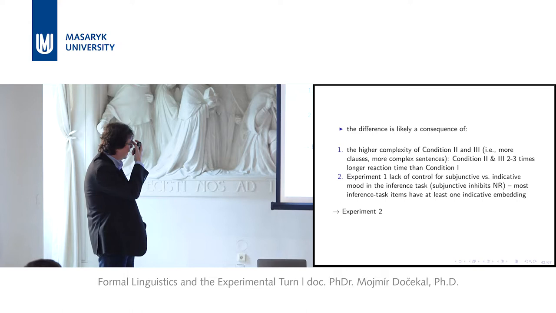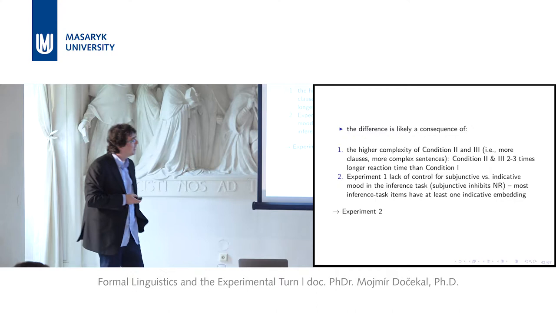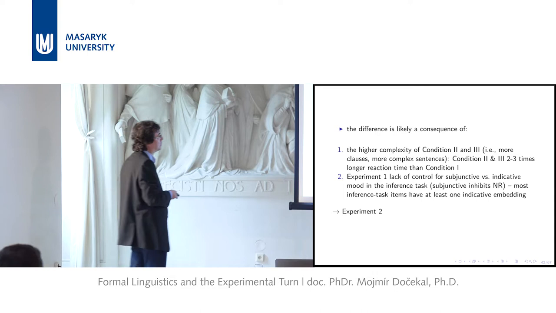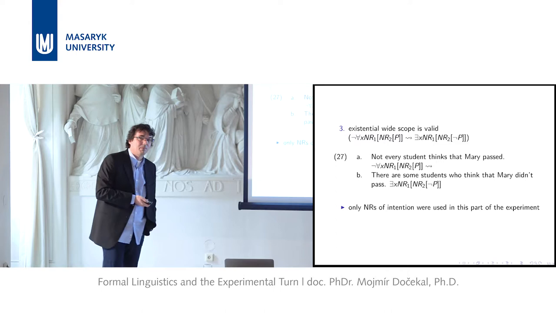And we were thinking with Jakub why this can happen. One reason, of course, is the higher complexity of conditions two and three. When you look at the reaction times of conditions two and three against condition one, there was a big peak. So there was something like two or three times longer reaction time for these conditions. So really, when you ask people something like, if you believe that not every student thinks that Mary passed, would you believe that there are some students who think that Mary didn't pass? People maybe can get lost. Yeah, so that's nothing like a real explanation.